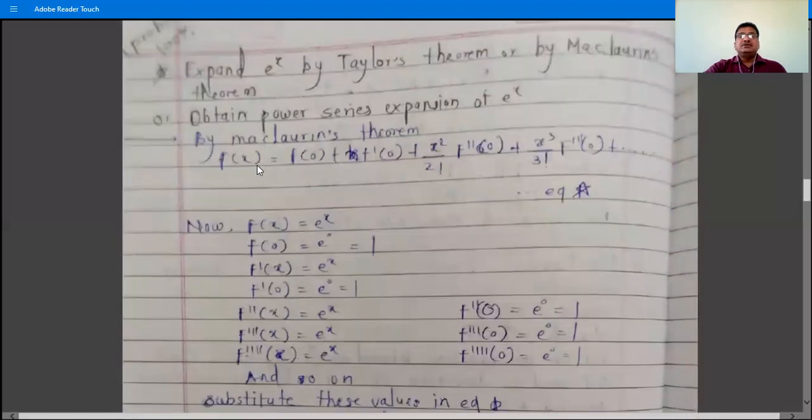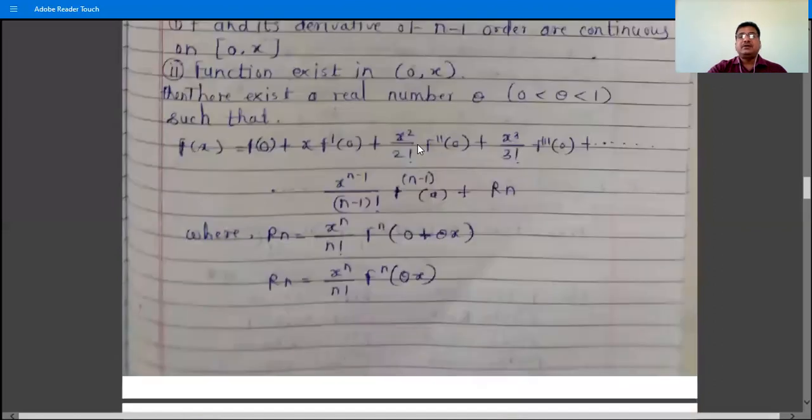The examples on this theorem: expand e raised to x by Taylor's theorem or Maclaurin's theorem, both are same, or obtain the power series expansion of e raised to x. So write Maclaurin's theorem. The expansion is about 0. f x is equal to f of 0 plus x f dash 0 plus x square by 2 factorial f double dash 0 plus x cube by 3 factorial f triple dash 0 and so on. So this is the Maclaurin's theorem.